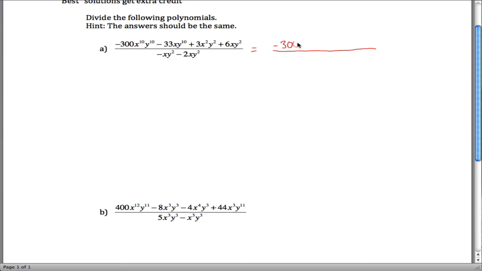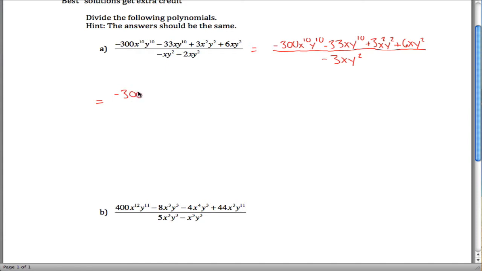If we just leave the top alone, negative 300 x to the 10th y to the 10th minus 33 x y to the 10th plus 3 x squared y squared plus 6 x y squared. And then on the bottom, if we combine like terms, we got negative 1 of these x y squared things, and I want to subtract 2 more of these x y squared things. That leaves me with negative 3 of these x y squared things. And then what I can do is break this up term by term.